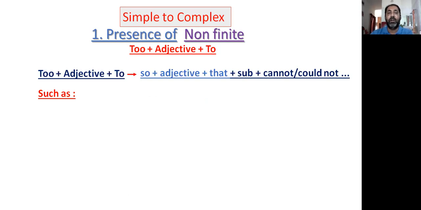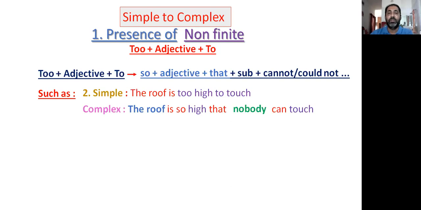Now number two, the roof is too high to touch. In this sentence, the roof is too high. This is an action done by somebody. Somebody, anybody, nobody. The roof is so high that nobody can touch. Nobody can touch. Here I have taken nobody.